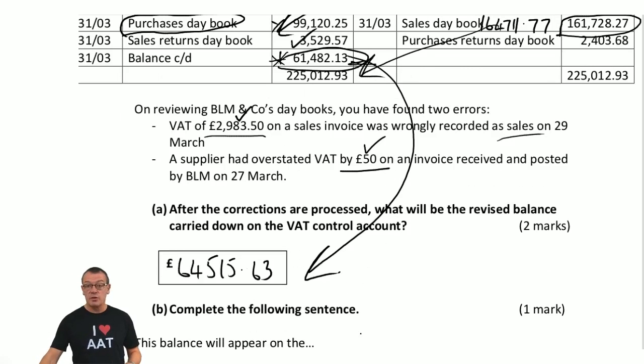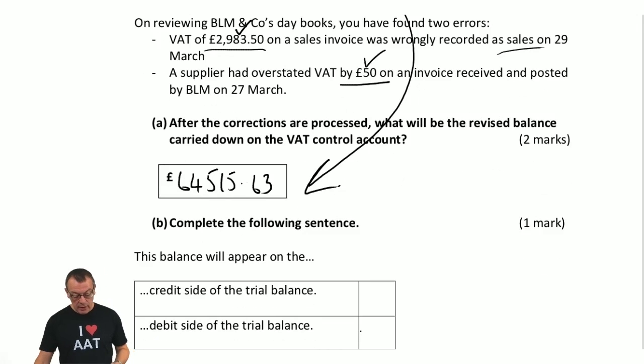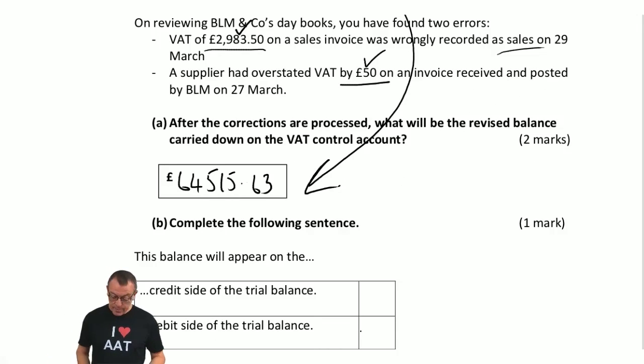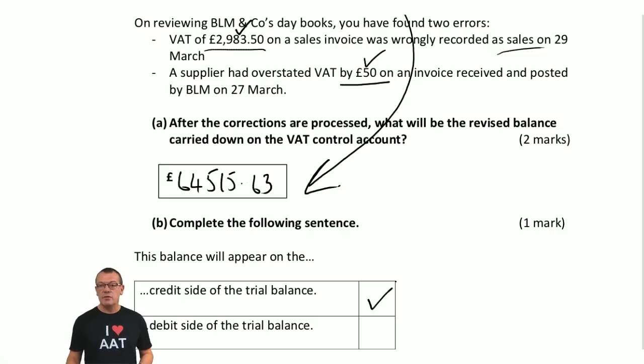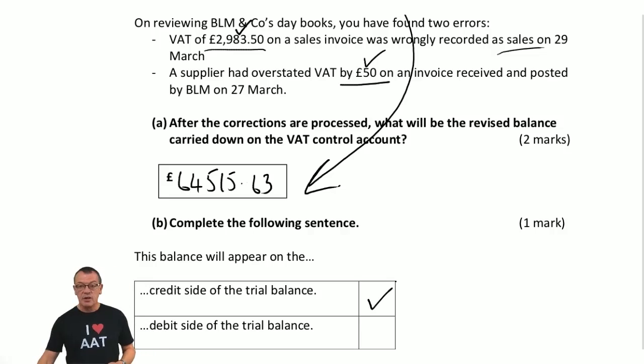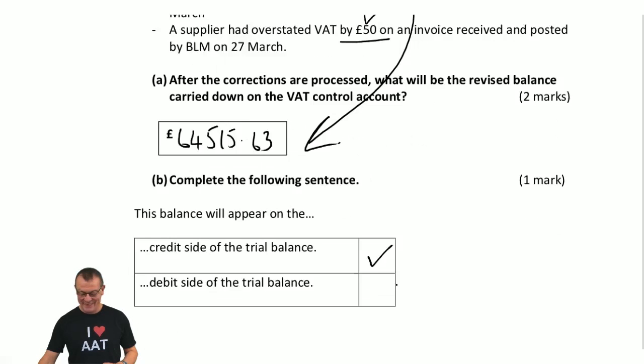So we can press on with this figure. Complete the following sentence. This balance will appear when? Will it be a credit or a debit? Well, it's a debit that side. It'll come forward as a credit. When you bring forward a credit, it's a liability, which is where it will appear. So it will appear on the credit side of the trial balance. So it's a liability. So I think that's quite a straightforward mark allocation there.